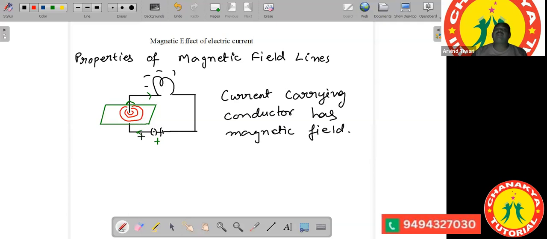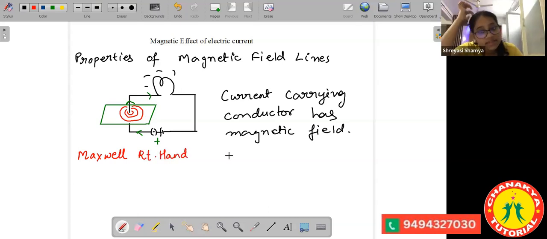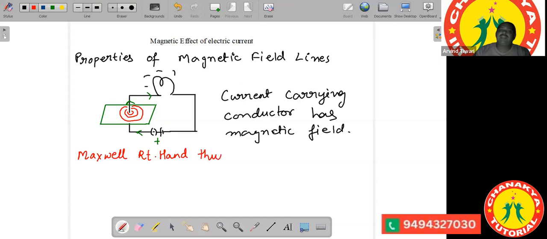Now, if we find out the direction of these magnetic field lines, it is found out using Maxwell's right hand thumb rule. And this is a very important rule. It's used a lot of number of times. Maxwell's right hand thumb rule is also called the corkscrew rule or a screw rule.